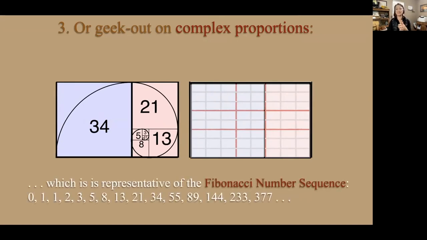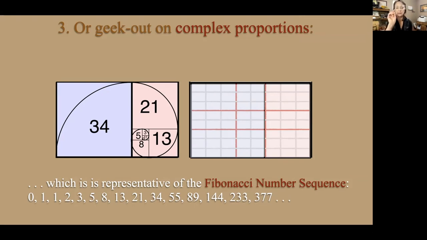This golden rectangle is a perfect representation of the Fibonacci number sequence. I don't have time to go into all of this, but I'm putting a link for you in the PDF for a really great article on the background of who Fibonacci was, how this all works, and how to draw the Fibonacci spiral. So as you can see, the Fibonacci number sequence is 0, 1, 1, 2, 3, 5, 8, 13, 21, 34, and so on to infinity.